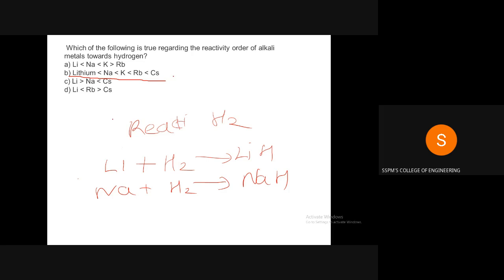Similarly, you learn the reactivity of halogens. It also increases as you go down the group. So as you go down the group, reactivity towards hydrogen, halogen, then enthalpy of hydration, meaning reactivity towards water, reaction with water. After reacting with hydrogen, we get hydride formation: lithium hydride, sodium hydride. These act as strong reducing agents. This hydride is also a strong reducing agent. The correct answer is this order of reactivity towards hydrogen.